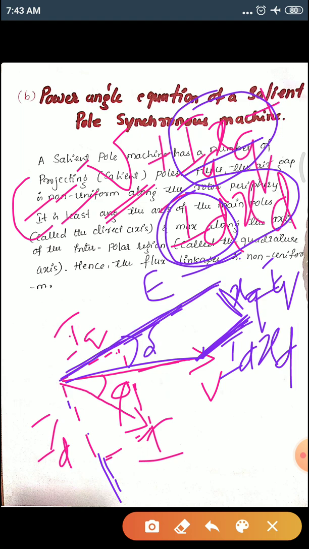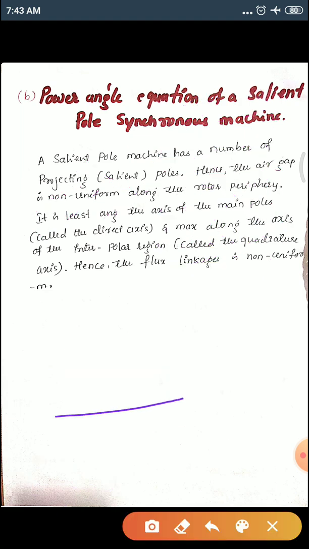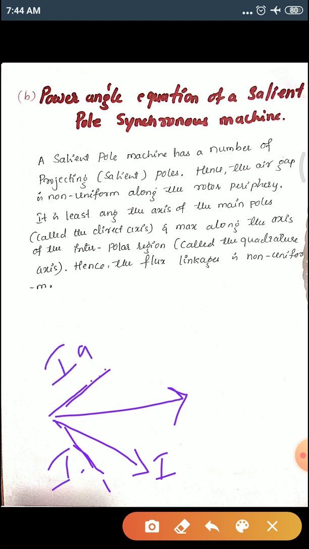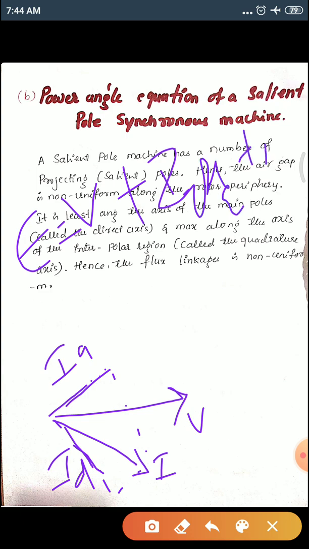Now we need to calculate what E is. I hope it is clear to you. V, and the current I is resolving into two components, horizontally and vertically. The horizontal one is Iq and the vertical one is Id. Along with this V, we have to take the equation of E. When you take this, it will be Iq Xq as well as Id Xd. Id Xd should be perpendicular to this Id.